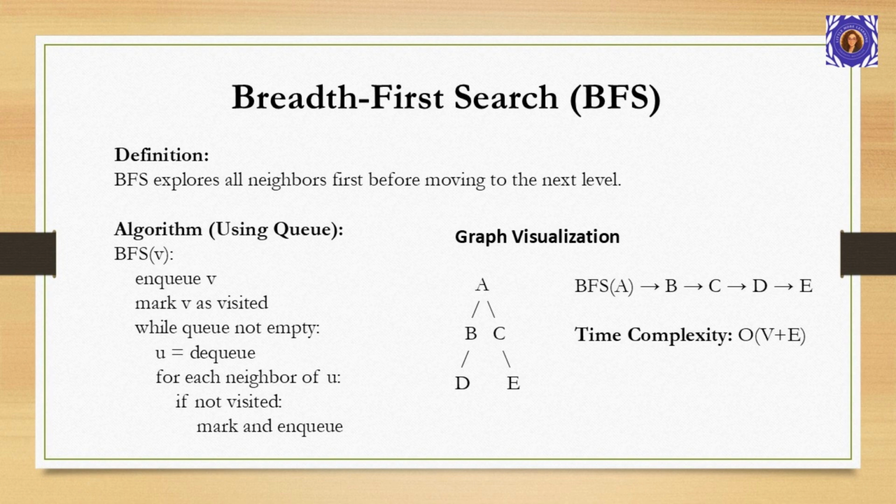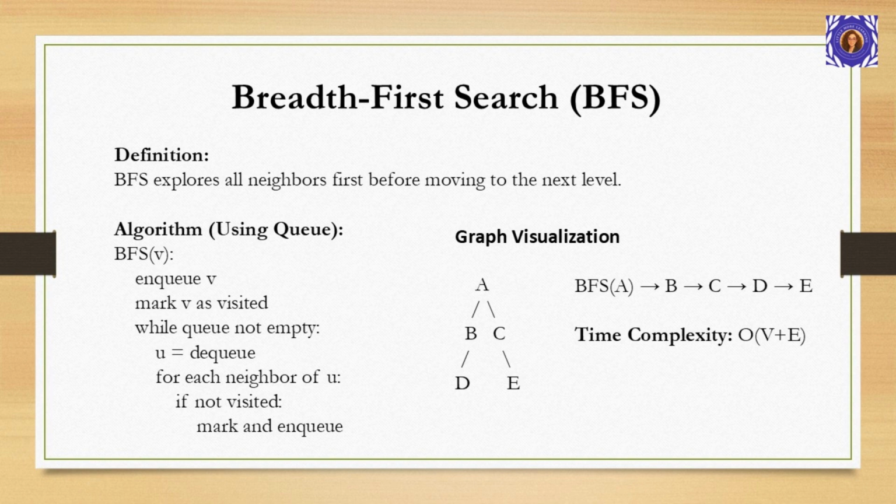BFS tree structure. Notice how BFS naturally creates levels. Level 0, A, distance 0 from source. Level 1, B, C, distance 1 from source. Level 2, D, E, distance 2 from source.